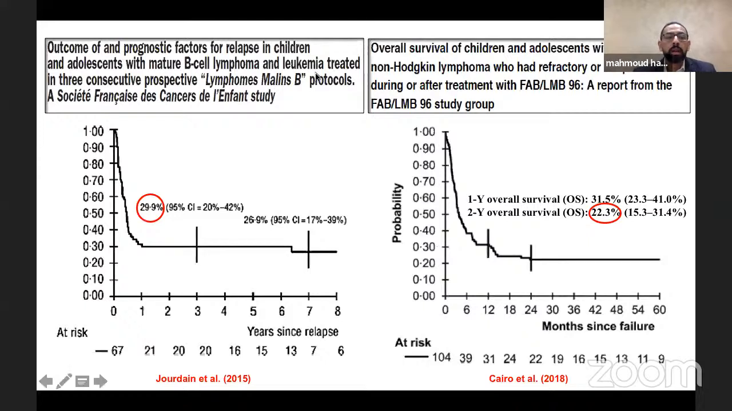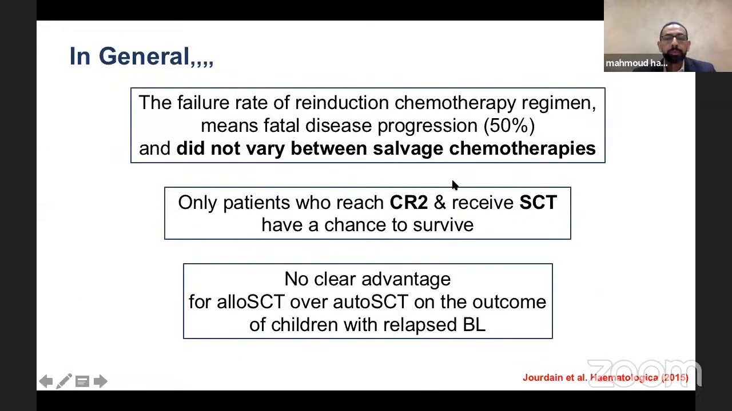Different studies: this French study has shown, in 3 consecutive LMB protocols, an outcome of 30%, while the LMB 96 has shown that 2-year overall survival was much worse, standing at just 20%. Also, the failure rate of reinduction chemotherapy regimens means fatal disease progression in 50% of cases, and this didn't vary across the different salvage chemotherapies that were used.